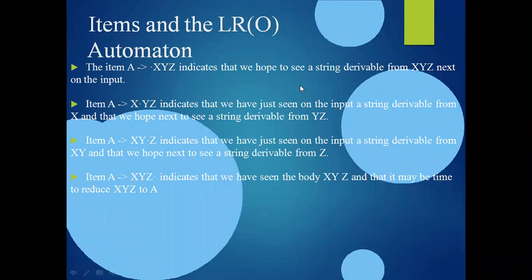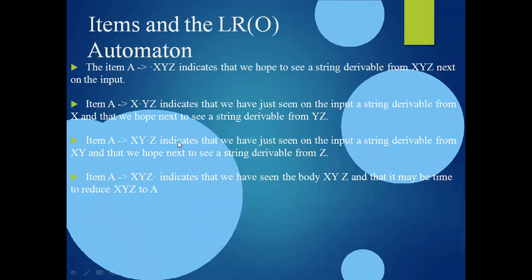Now I'm defining each and every item here. If the item is A tends to dot XYZ, what is the indication of this? To see a string derivable from XYZ next on the input. And if it is X dot YZ, that means I performed a goto function on some item with X, then this dot moves forward. Now it is on dot Y. It indicates that we have seen on the input a string derivable from X, and we hope next to see a string derivable from YZ.